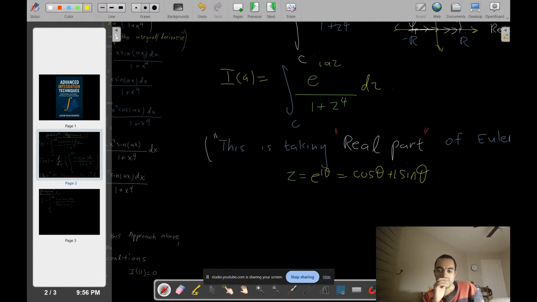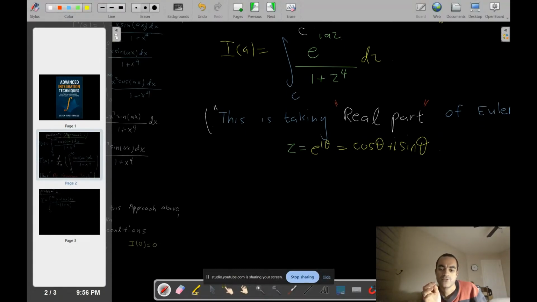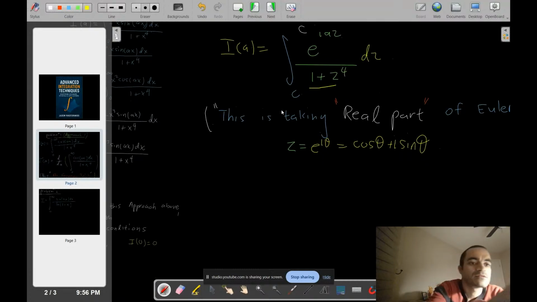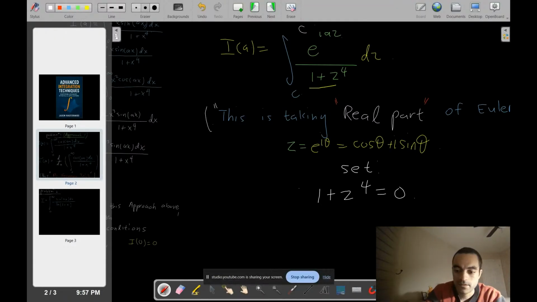Now, what we're supposed to do when doing a problem like this on contour integration, we look for the poles and the singularities. So you want to focus on the denominator. The singularity is 1 plus z to the 4. So set 1 plus z to the 4 equal to 0, and then you get z to the 4 is equal to -1.